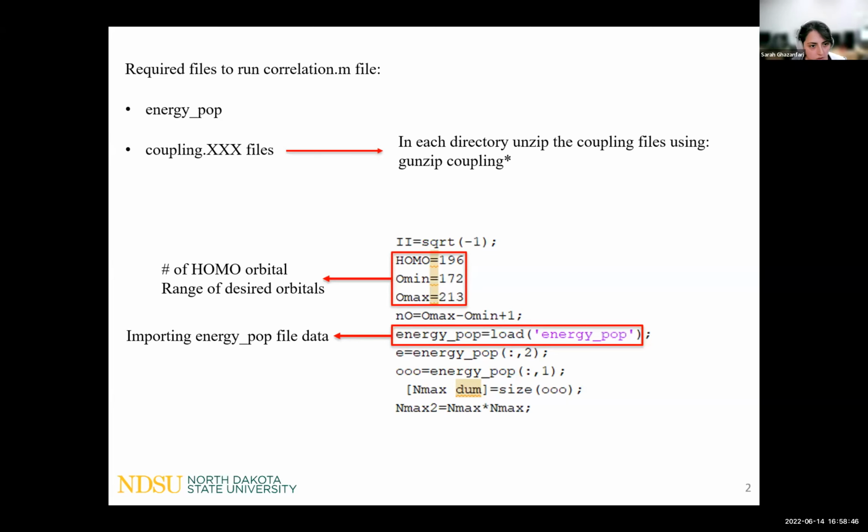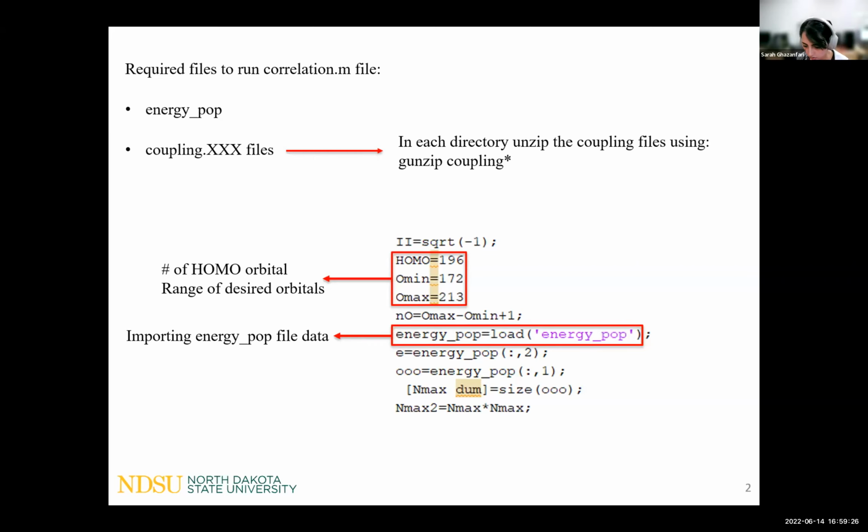And then after downloading your coupling files, I mean the decompressed coupling files plus your energy pop, you need to import these files into your MATLAB code file. So you need to define the range of desired orbitals and the number of HOMO for each of your spins. So you need to repeat this procedure two times, one time for the spin up and the other time for the spin down in a separate directory actually.